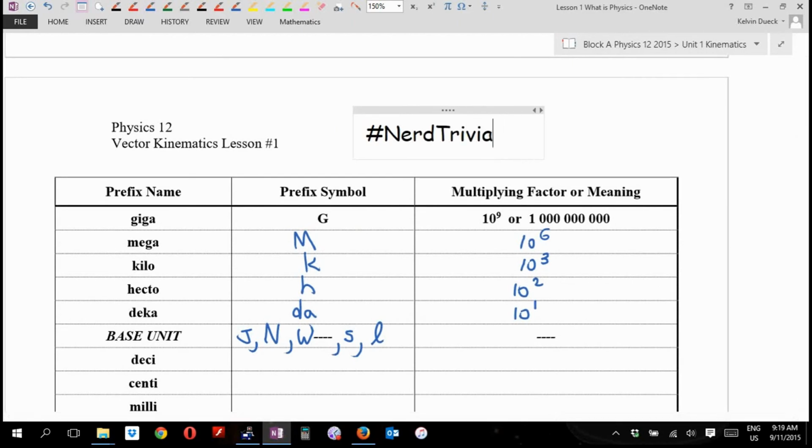Under hashtag nerd trivia, in Canada, in North America, we go thousands, millions, billions. In Europe, they do not do that. They go thousands, millions, 1,000 million, 100,000 million, billion. A billion is a million million.